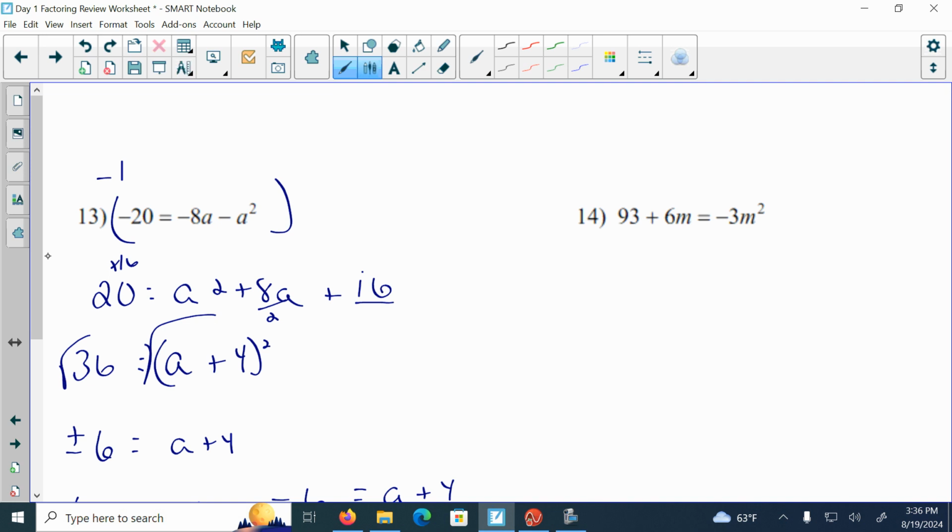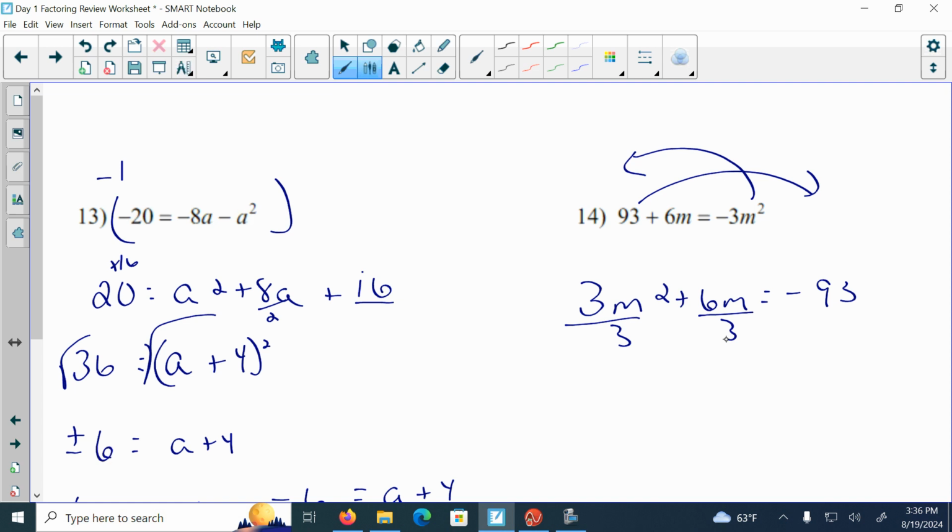Last one, I am going to bring the 3m squared here, take the minus 3 over there. So I'm going to have 3m squared plus 6m is equal to negative 93. This one is easier for me to divide everything by 3, so I'm just going to go ahead and do that because I can see right now that they're all divisible by 3. So I'm going to do m squared plus 2m is equal to negative 31.